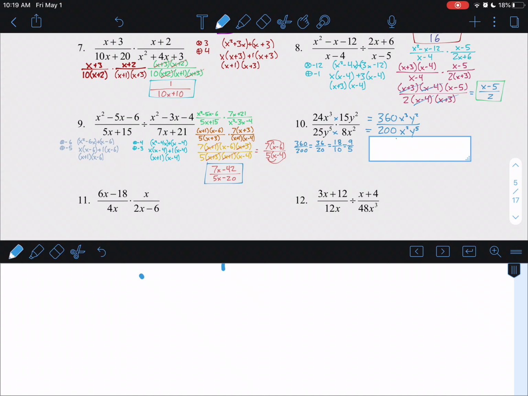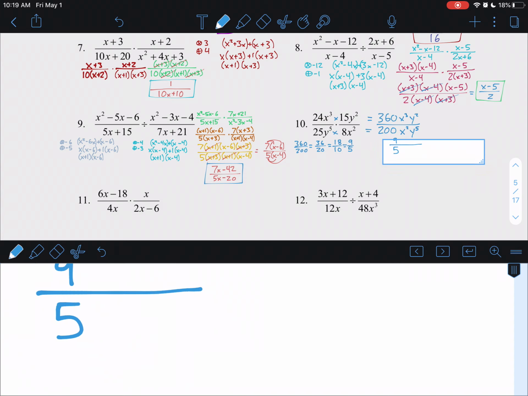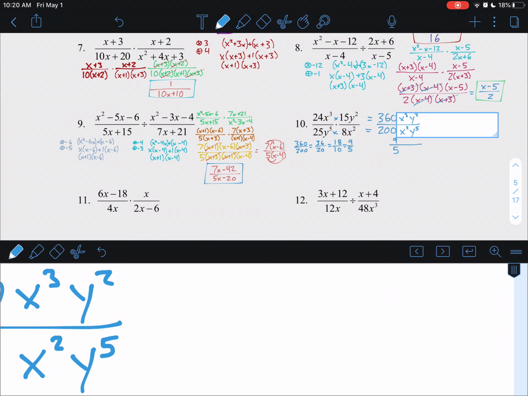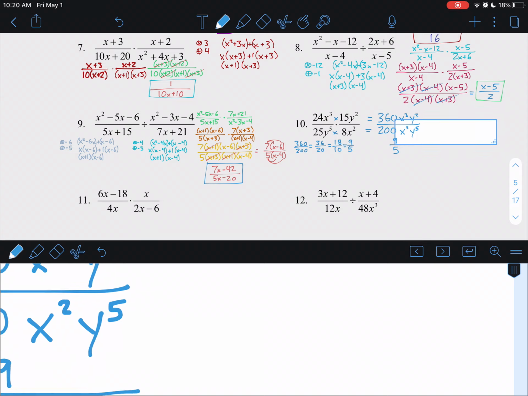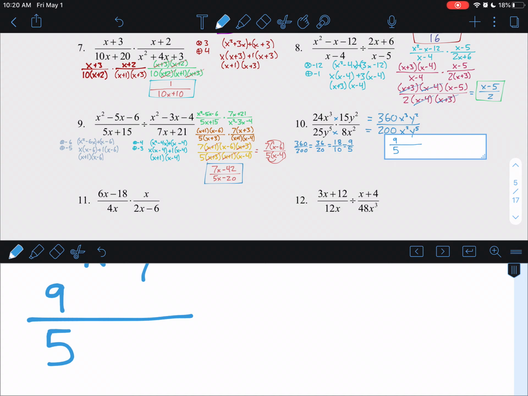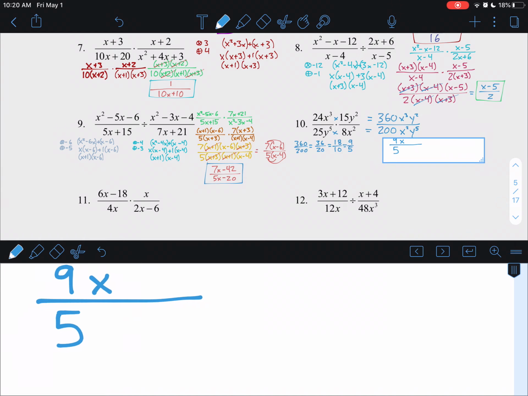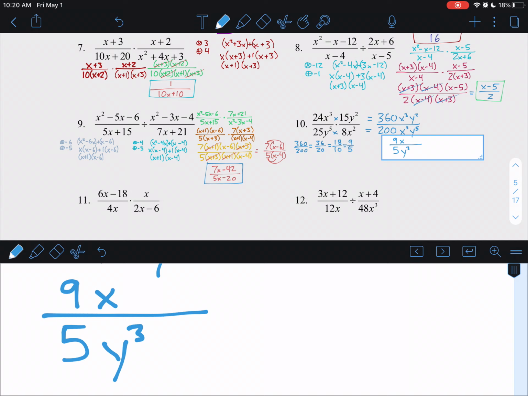Whatever. So I've got my fractions. I've got 9 over 5. I probably don't need my bar to be that long. Because 360 over 200 goes to 9 over 5. And then I had x to the third over x squared. There's 3 x's in the top, 2 x's in the bottom, which means 2 x's cancel out, and I'm left with 1 x in the top. And then y squared over y to the 5th, 2 y's in the top, 5 y's in the bottom. It's going to leave me with 3 y's in the bottom. So y to the 3rd. So that's my entire answer.